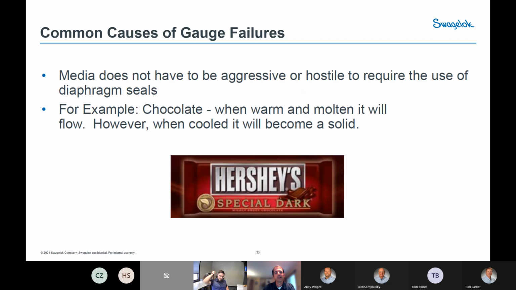And moving on to clogging. Media does not have to be aggressive or hostile to require the use of a diaphragm seal. So here's a Hershey chocolate bar example. In the food and beverage industry, if you're talking about chocolate, it's liquid when it's warm, but when it's cooled, it becomes a solid, and it will clog components, including a gauge.